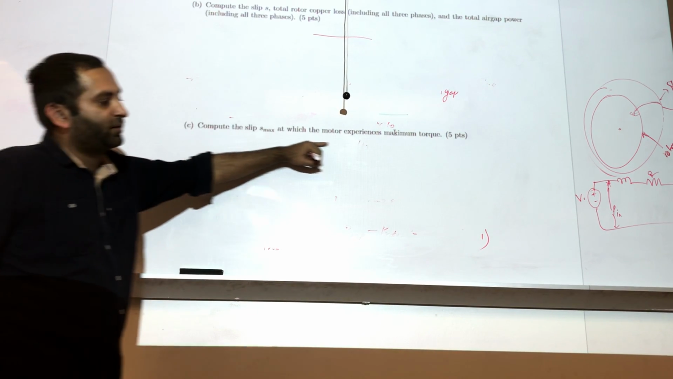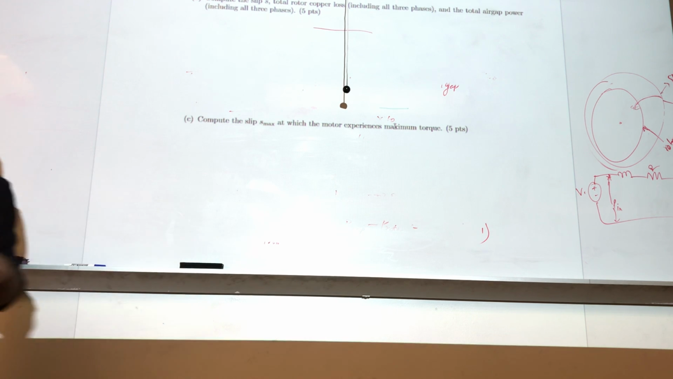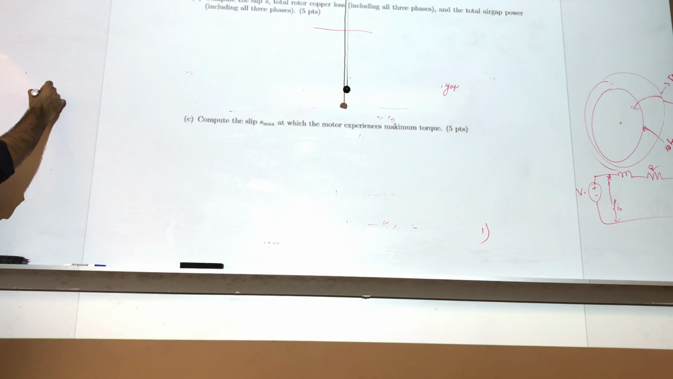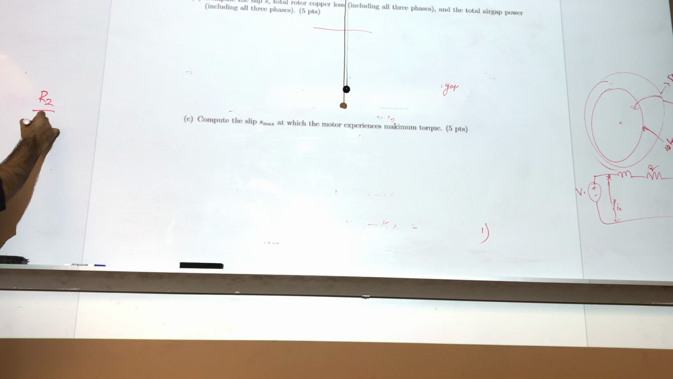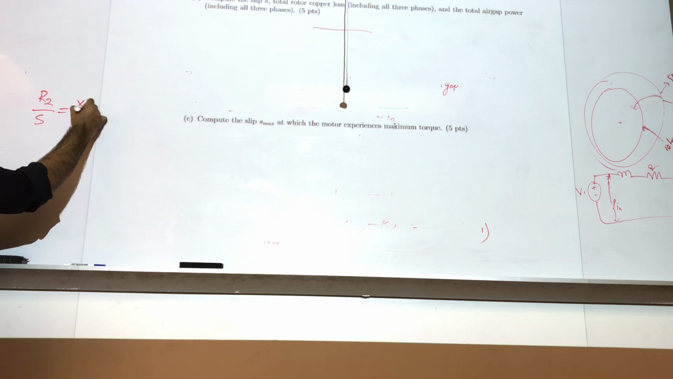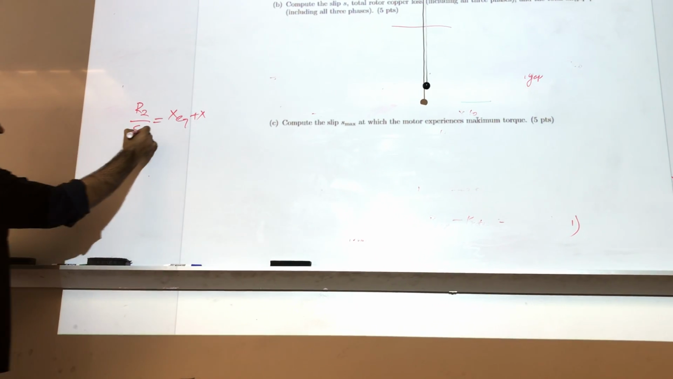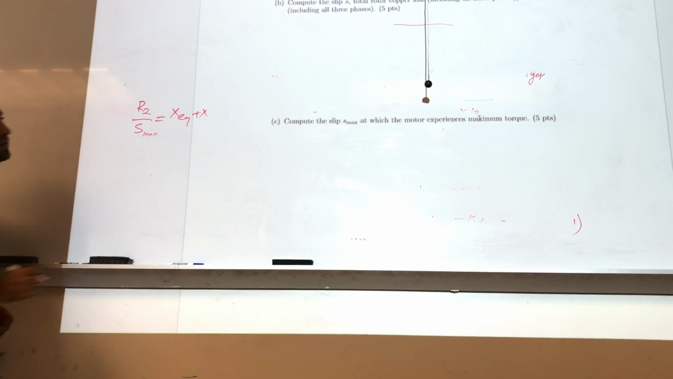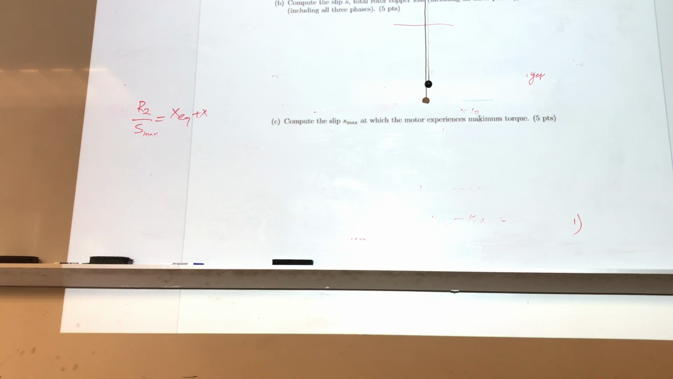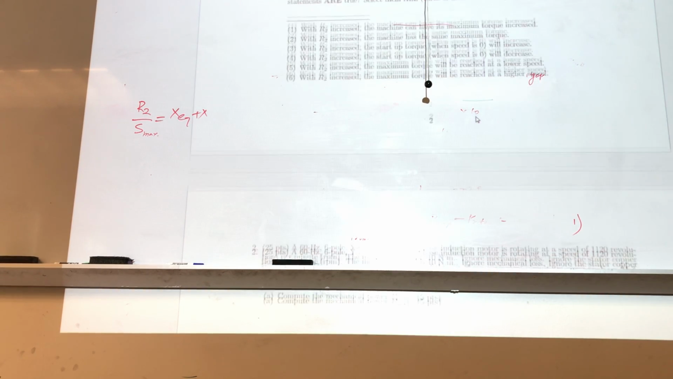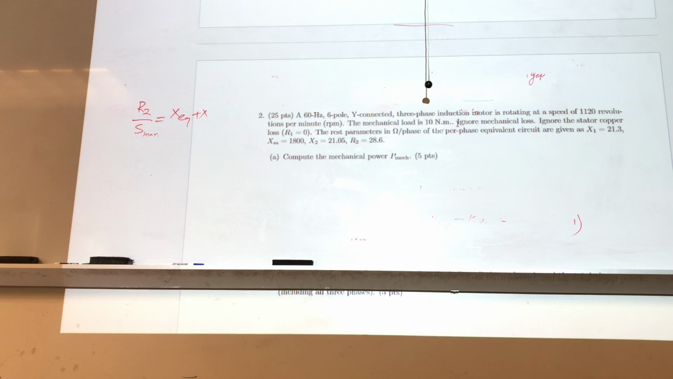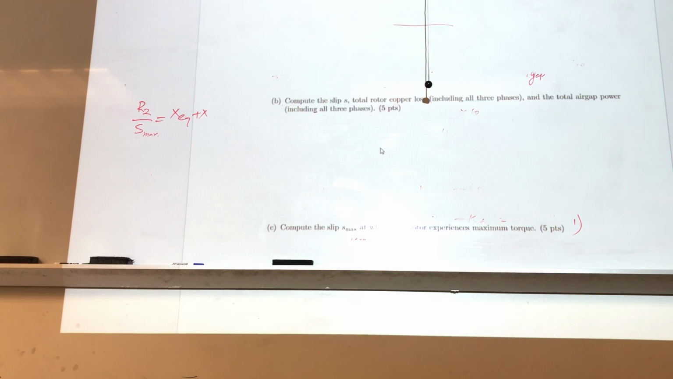So what is the condition for maximum torque? Impedance matching. So it's just R2 over S equals X equivalent plus X2. This is the condition for maximum torque. But in the question, is it given anything? It's given in the question, the values of all of that stuff. Okay, it's given X1, X2.